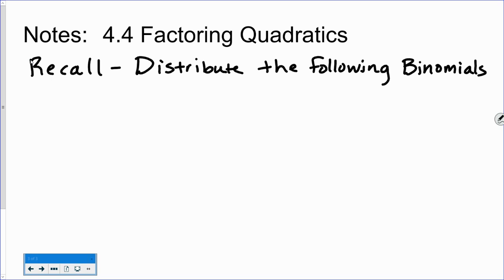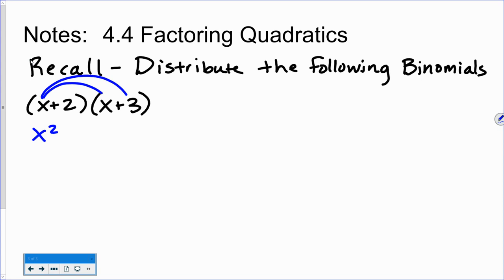All right, so we've been working on things like x plus 2 times x plus 3. We've done a little bit of distributing with that already. So maybe you were taught FOIL, that first, outer, inner, last. That's fine. But I'm taking x times x to get x squared, taking x times 3 to get 3x, 2 times x to get 2x, and then 2 times 3 to get 6.